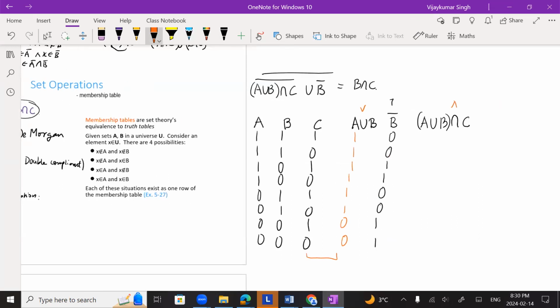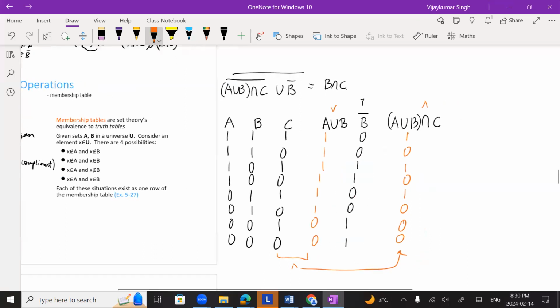So I'm going to compute AND of this and bring it here. Let's do the AND of these guys. So AND basically is 1, 0, 1, 0, 1, 0, 0. Okay, perfect. All right. Now we have to do what?